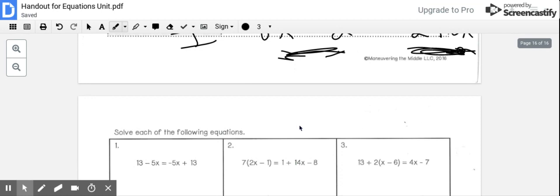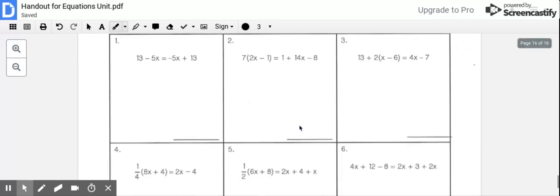So you solve the equations just like normal. And so we're going to do number 1, 3, and 4 together for today. So let's do number 1. So the first thing you look for, remember, is are there any parentheses for distributive property? No, there are not.